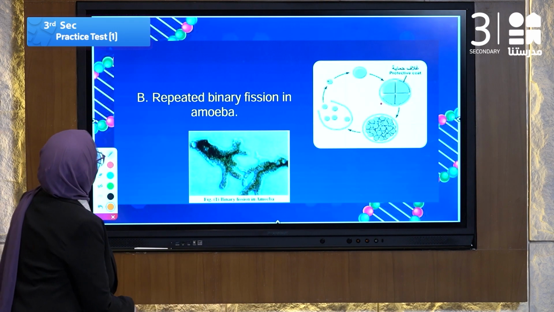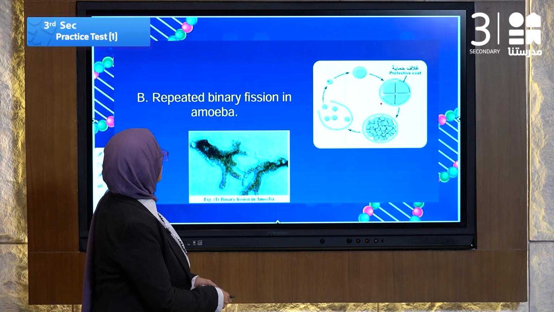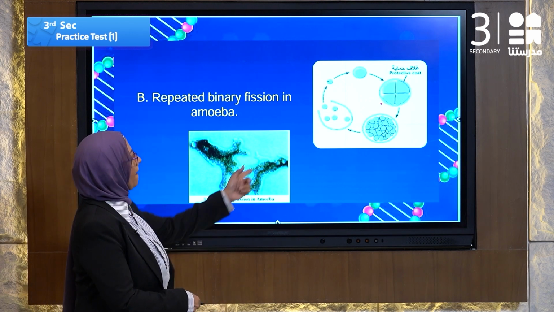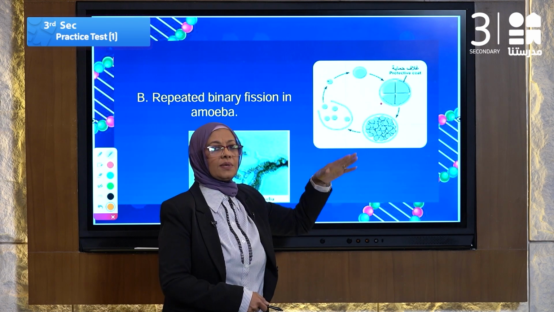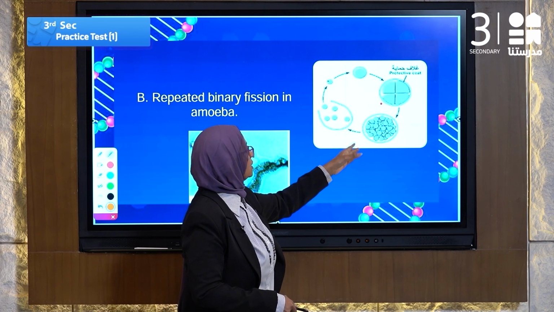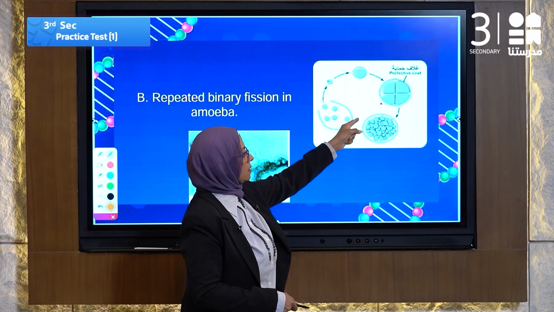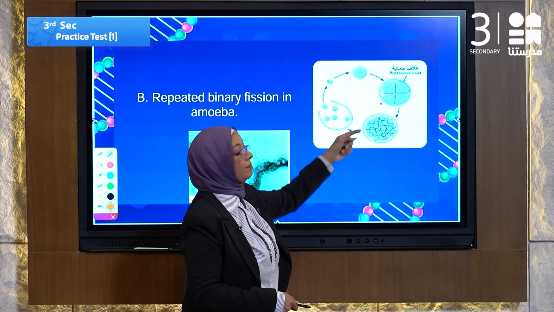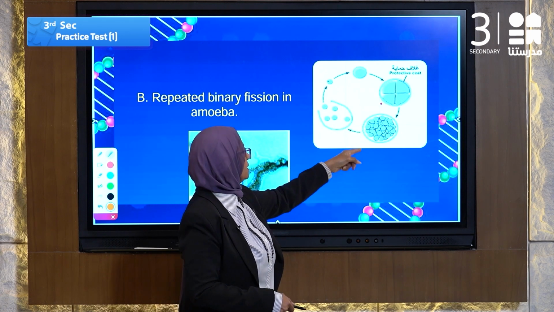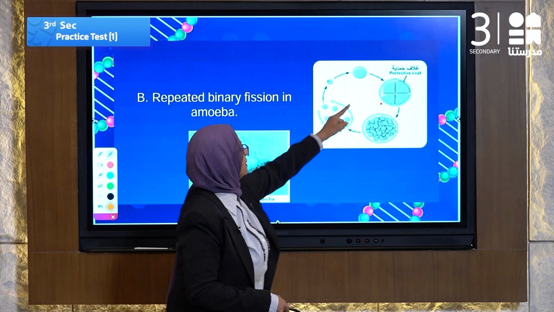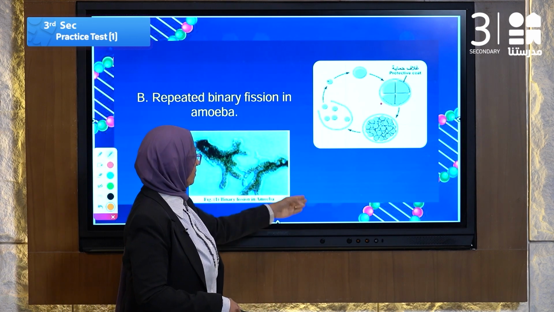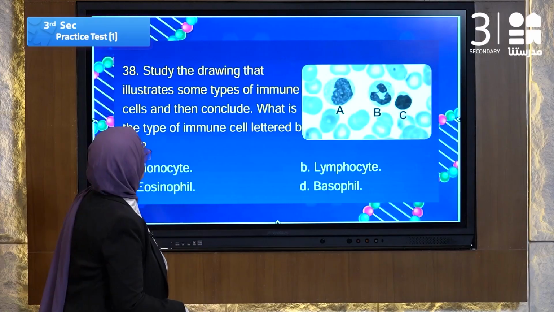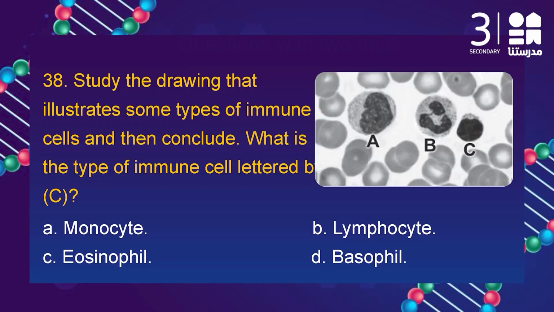Oh, repeated binary fission in the amoeba. That means the protective coat makes the amoeba dormant, then it will reproduce. It makes binary fission many times to make new offspring. Amoeba, binary fission in amoeba. Let's go to question 38.